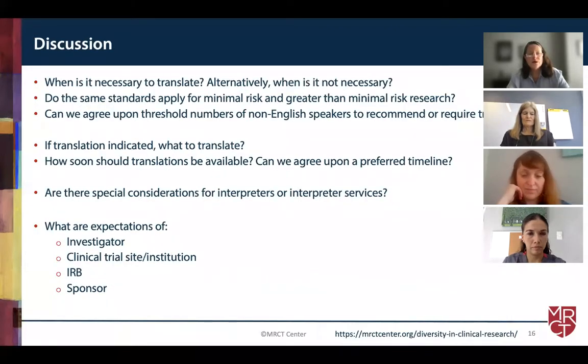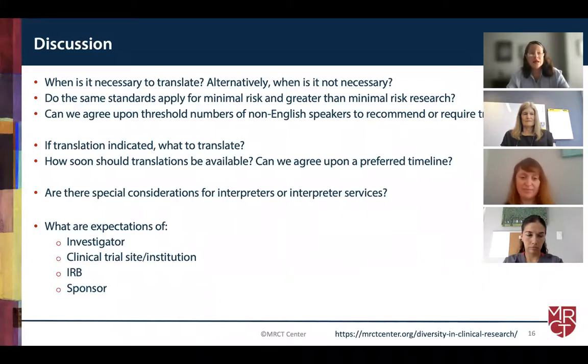So, today we want to sort of assume the ethical principles and really dig into how to do this right. When is it necessary to translate? Alternatively, when do you think it's not necessary to translate? Do the same standards apply to minimal risk and greater than minimal risk research? Can we agree on threshold numbers or expectations, or should we be arguing that we should have a different philosophy about this? In terms of non-English speakers in the US and primary language speakers in other countries.